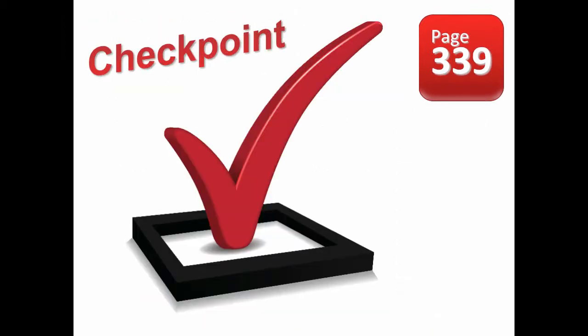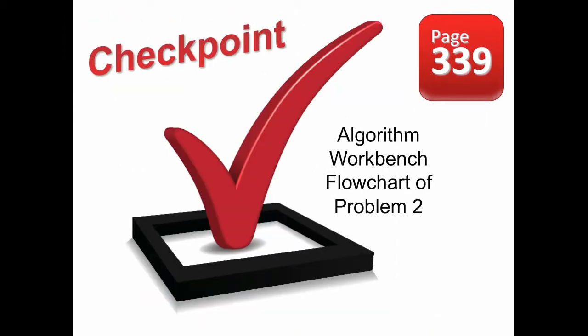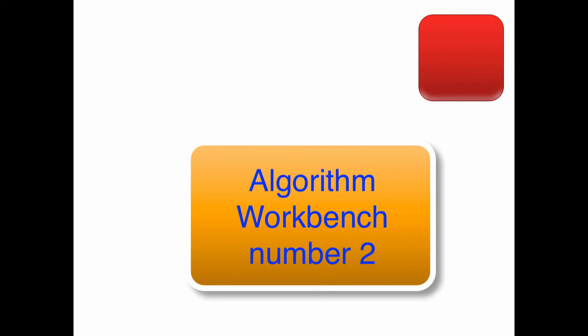All right, let's go to the checkpoint. In the checkpoint, we want to do algorithm workbench, and we don't want to do a flowchart of problem 2. I'm going to show you the pseudocode in just a minute. Assume names is an integer array with 20 elements. Design a for loop that displays each element of the array.